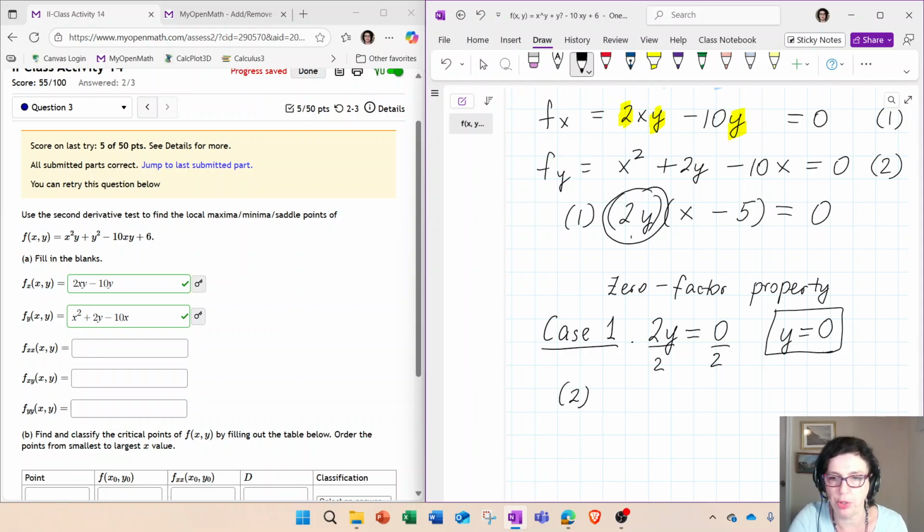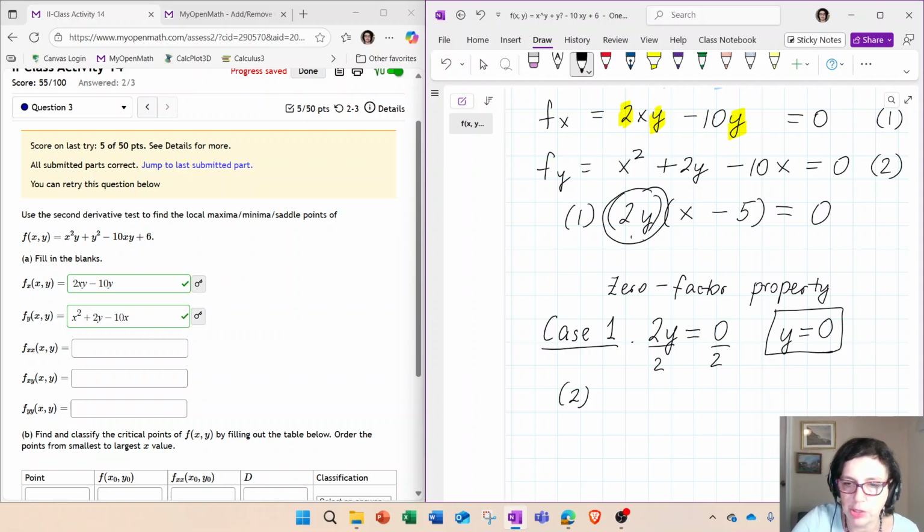Remember, in order for it to be a critical point, it must make both fx and fy equal 0. It cannot be just one of them. So here you do one or the other: either 2y equals 0, and then you use the other equation to solve for x, or the second part, x minus 5 equals 0, and again you use the other equation.